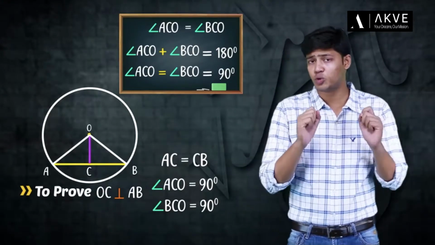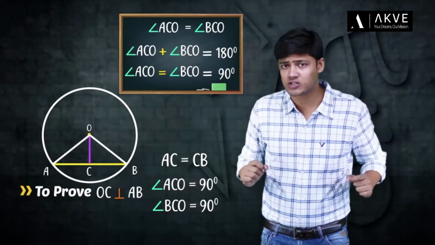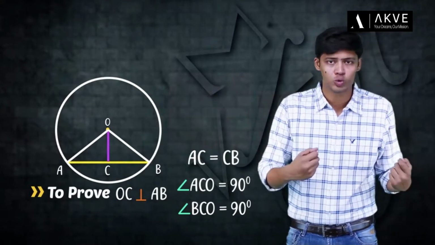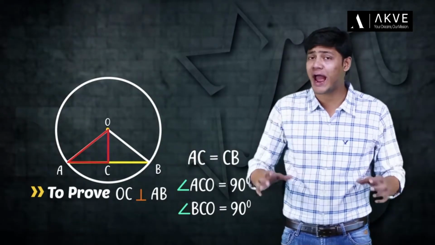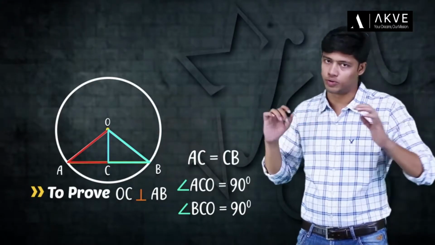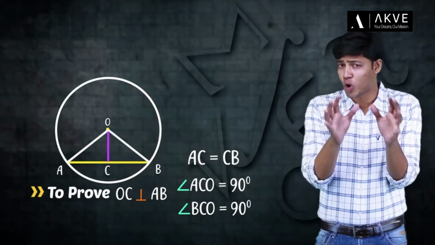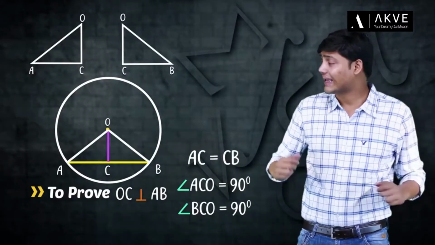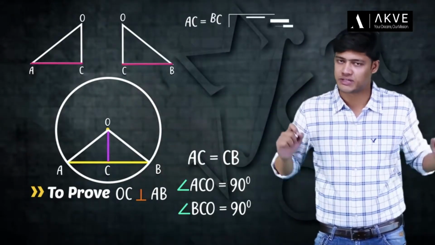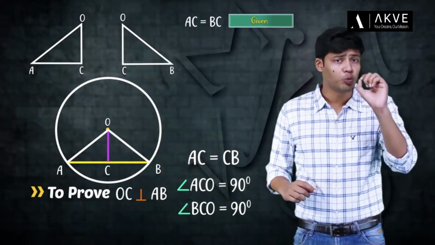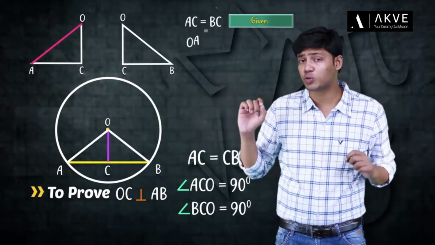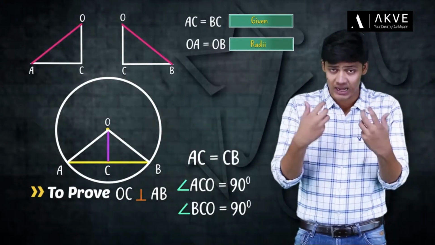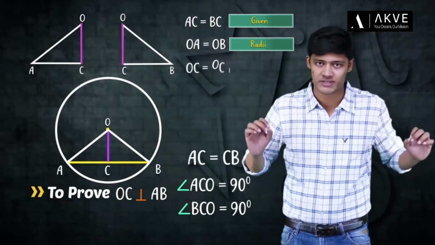So let's try to prove whether these two triangles are congruent or not. So here we are trying to prove that the triangles ACO and BCO are congruent. Again, watch out for the equal measures. It is already known that AC is equal to BC. Now, we know that OA is equal to OB since they are the radii in the circle. And again, OC is the common side.